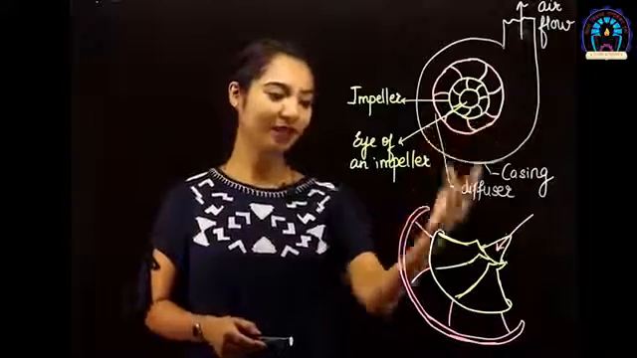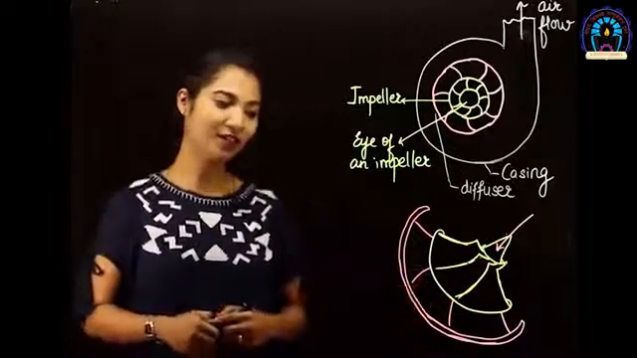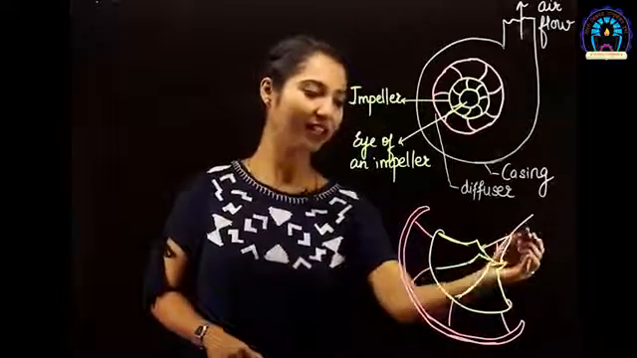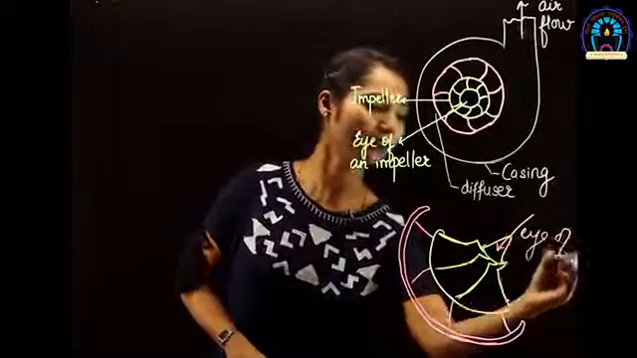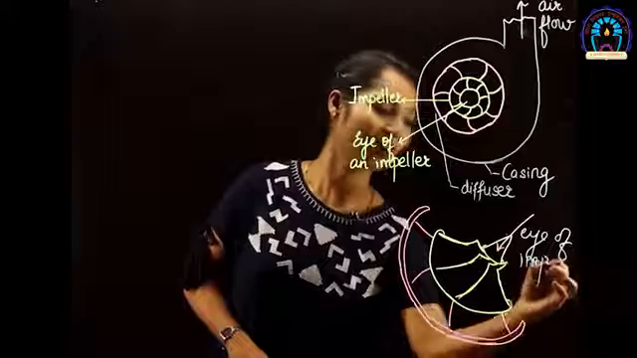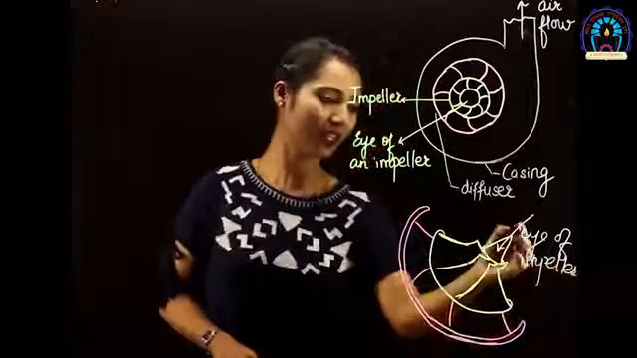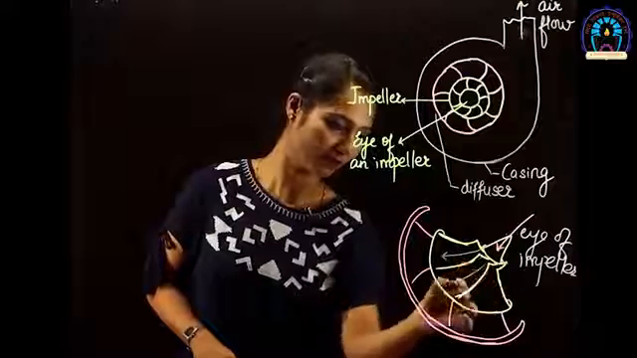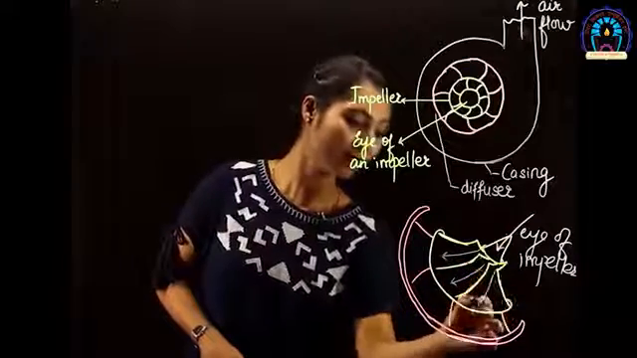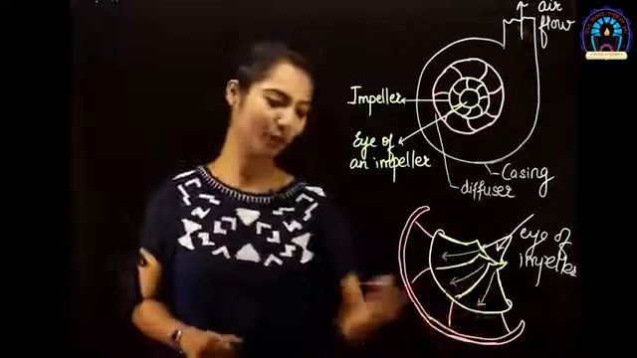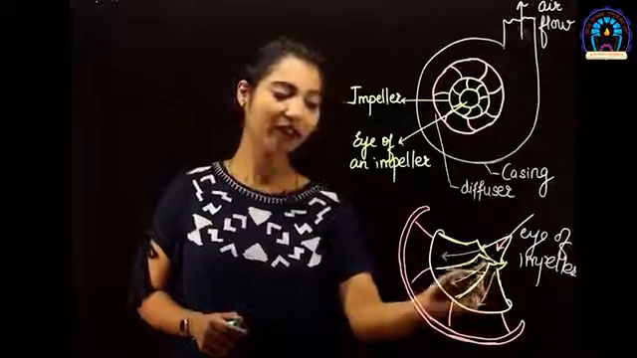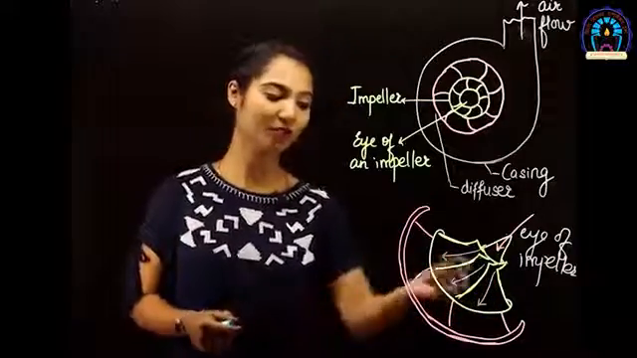The same can be explained here from the 3D view, in a way that the air enters axially inside the eye of an impeller. After entering inside, the air will flow over the impeller blades in this way. That means the air will be flown radially outwards. Now when it flows radially outwards, one very important phenomenon is observed over here.